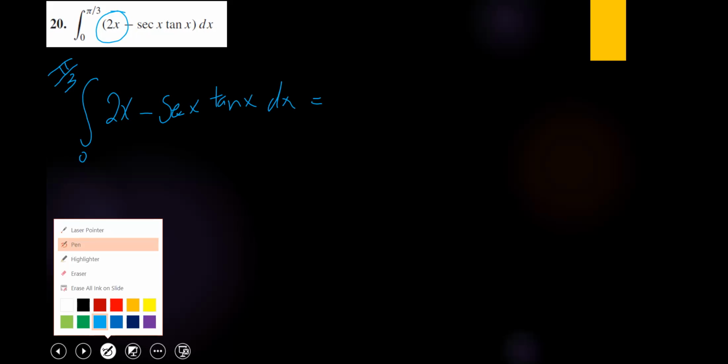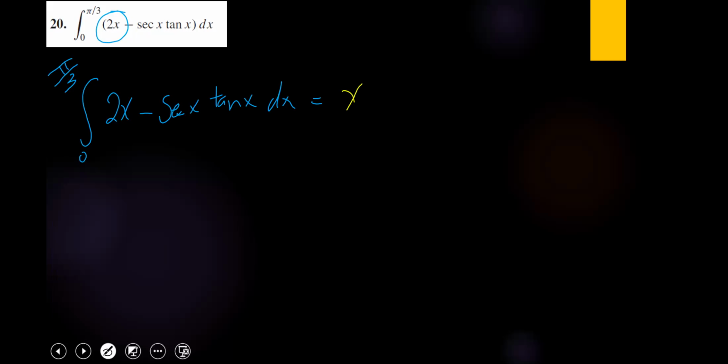When I integrate it here, let's write it first. Now, what's the integration of 2x? It is x squared. Minus, what's the integration of secant tan? It is secant x, from 0 to pi over 3. Until now, is it clear?